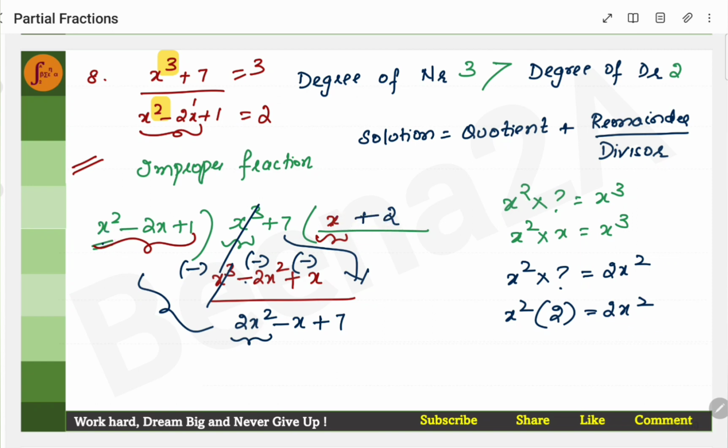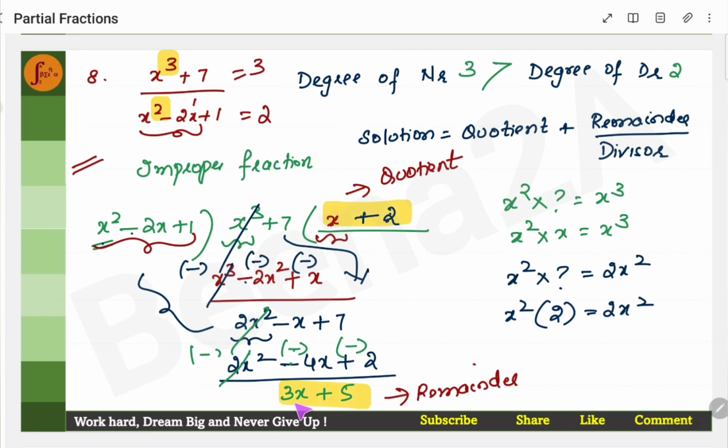So 2 into x square is 2x square. 2 into minus 2x is minus 4x. 2 into plus 1 is plus 2. Now we'll subtract the whole thing. So this will get cancelled. Minus and minus will become plus. Minus x plus 4x is 3x. 7 minus 2 is 5. So this is the remainder and this is the quotient.